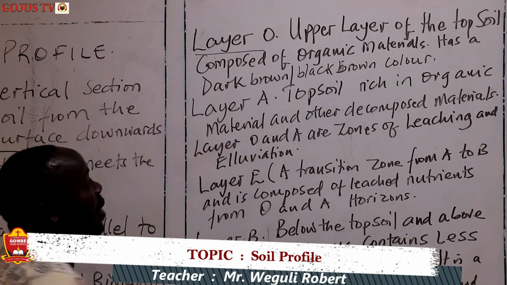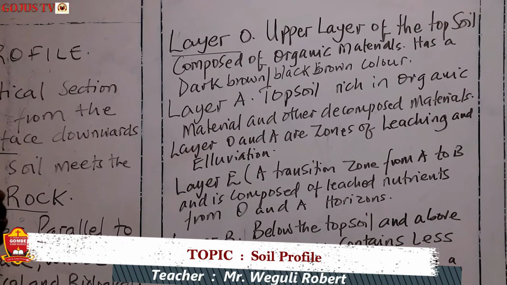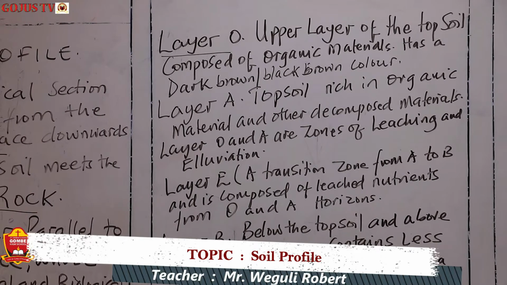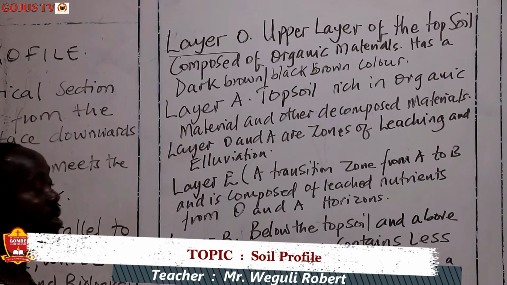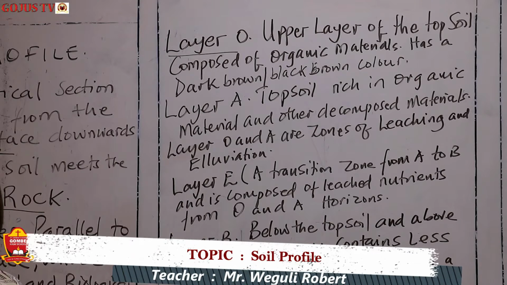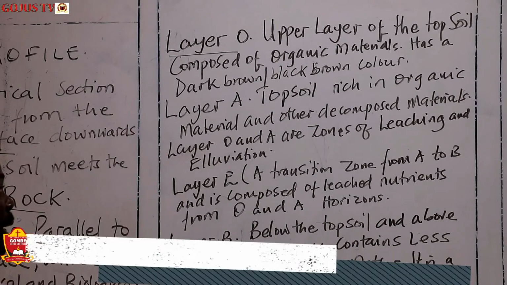For example, we have layer O. It is the upper layer of the topsoil, and it is composed of organic materials and has a dark brown or a black brown color because of the presence of the humus. That's what gives it that color.